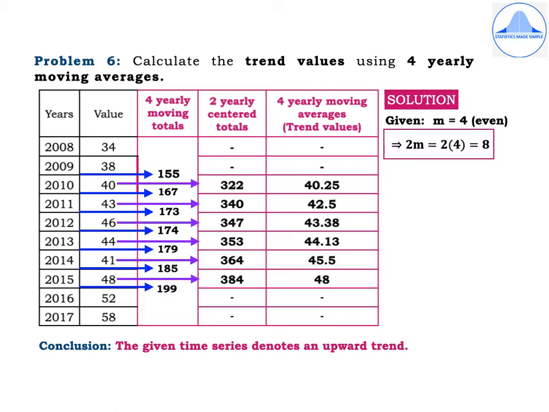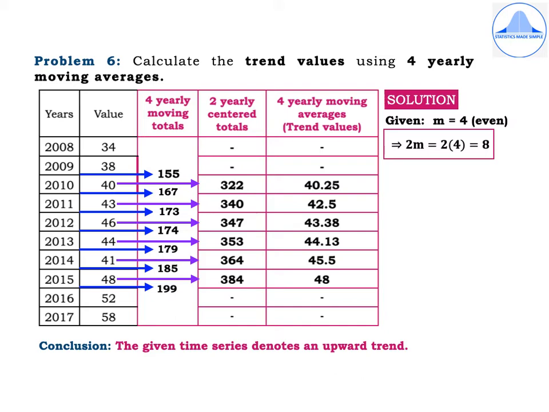Problem 6. Calculate the trend values using 4-yearly moving averages. The years are 2008, 2009, 2010 up to 2017. And the values given are 34, 38, 40, 43, 46, 44, 41, 48, 52 and 58. Beside the table, write solution. Then given m equal to 4 which is even. Also calculate 2m which is 2 into 4 equal to 8.